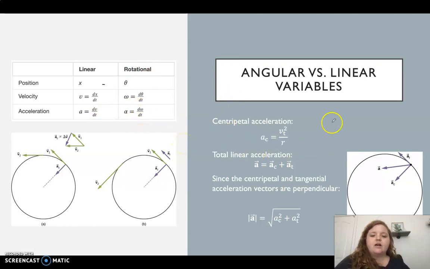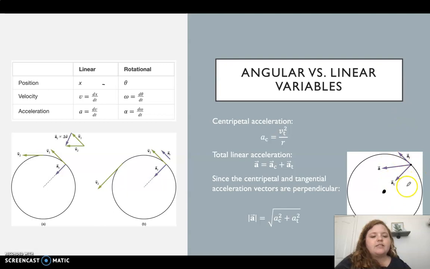Let's quickly talk about centripetal acceleration, since we did talk about tangential acceleration. That is going to be the acceleration that is pointing inward from the rotational motion. Inward meaning in towards the center of rotation, so the center of the axis of rotation. If our point here is our center, it's going to be pointing towards that.